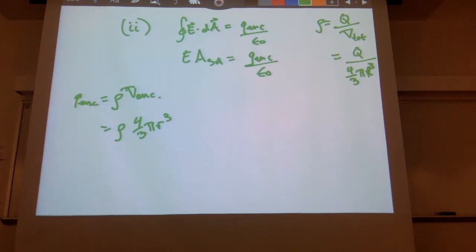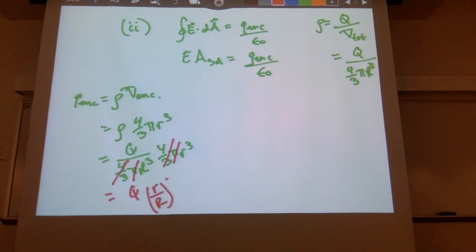So let's put these two things together. This thing becomes Q divided by 4/3 pi capital R cubed, times 4/3 pi times little r cubed. What happens to the 4/3? They cancel. What happened to the pi's? Also cancel. So finally, this just becomes what? Q times the ratio of little r to big R cubed.